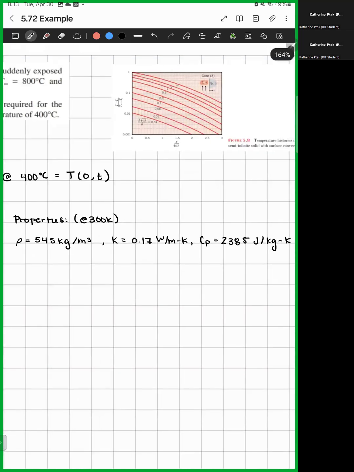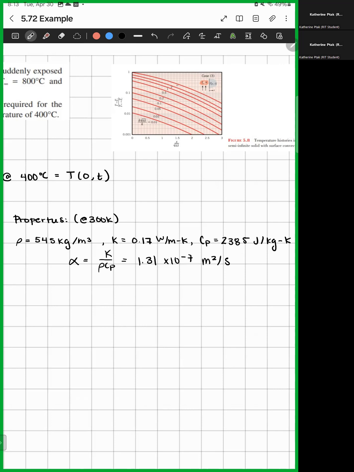And we're just going to calculate this now because we are going to need it later. Alpha equals k over rho Cp, which if you do the calculations comes out to 1.31 times 10 to the negative 7th meter squared per second. Okay.